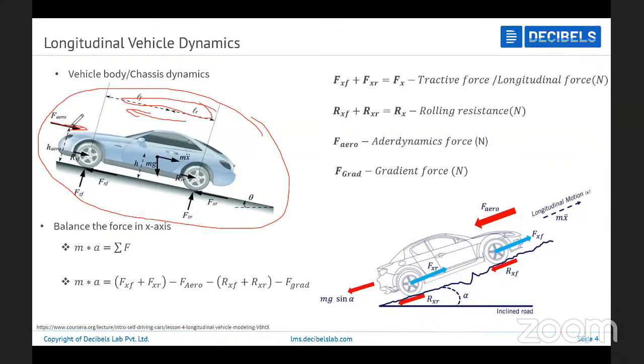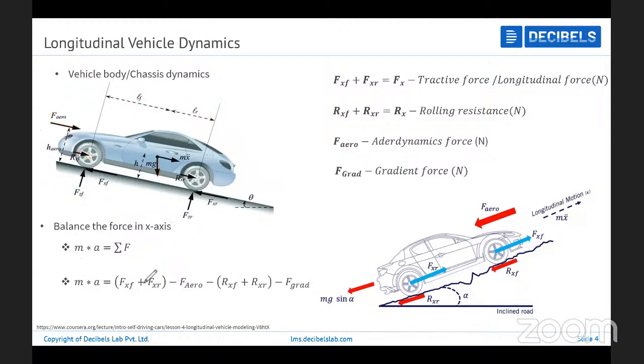One is F aero, and then R x F, that is nothing related to the rolling, and then there is some gradient. All these forces are acting against the vehicle motion. Whatever forces are acting on the vehicle, we balance them using the equation F equals m times a, that is Newton's law. From there, we are deriving it here.